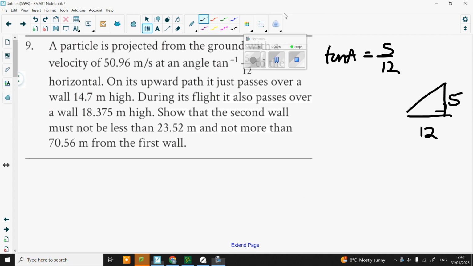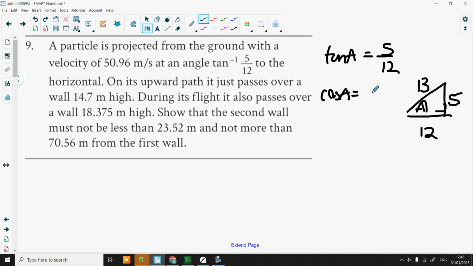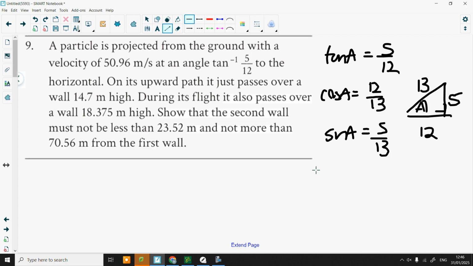Now, get the hypotenuse, and what do we get? 5, 12, 13, yeah? You will know these off by heart in the end. When you do Pythagoras' theorem, you're going to get 13. Can anybody therefore tell me what cos A is? 12 over 13. Can you now tell me what sine A is? 5 over 13, right?